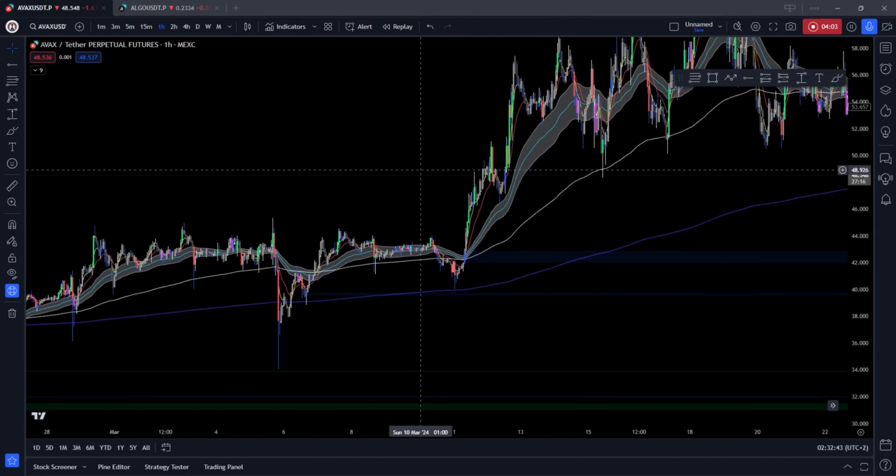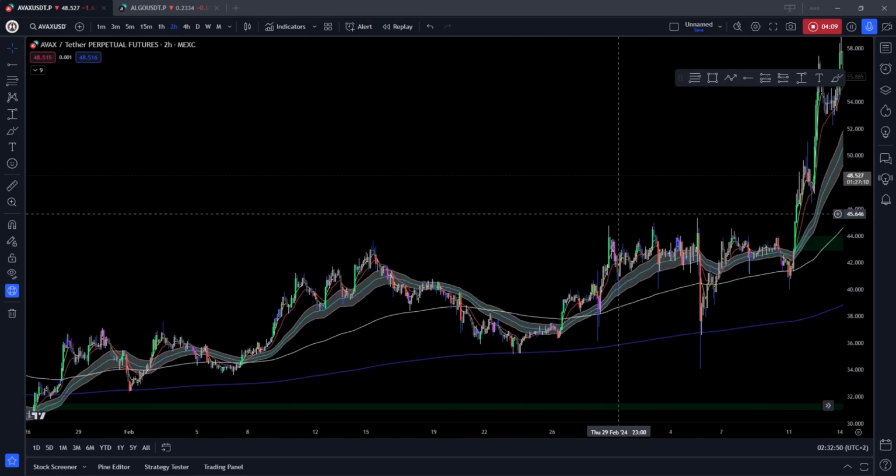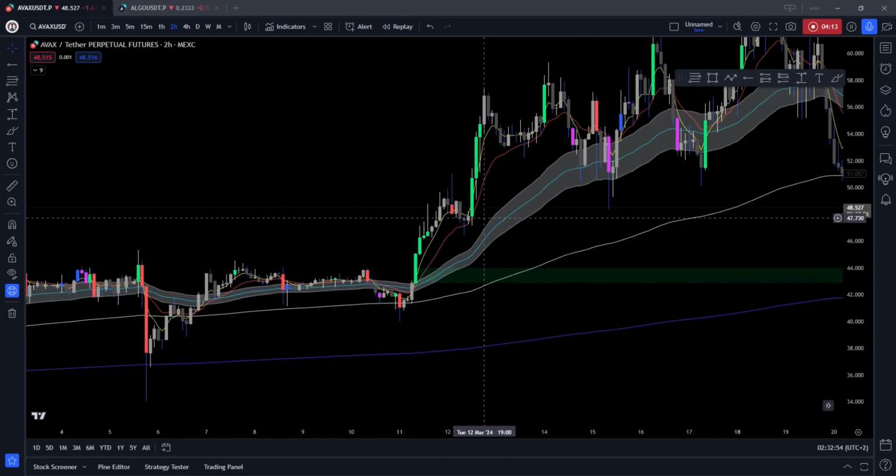I can't see anything close. Let's go back to the 2 hour. Let's find it there. I really want to see a retrace like this. Yeah, I guess we can use this one. Right here, the 13 EMA was just really strong, so it didn't break through.